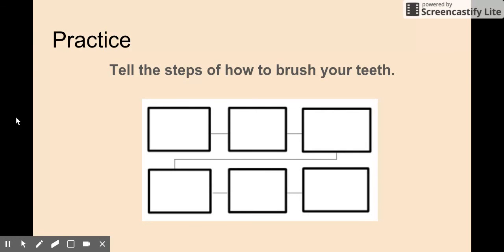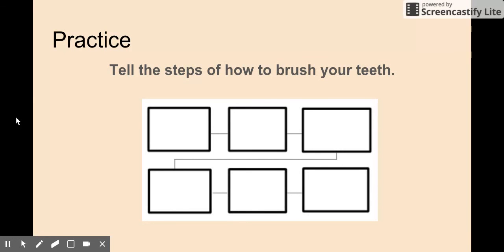Now, remember how we did the making the peanut butter and jelly sandwich in class activity. It's more than 2 or 3 steps that you're going to have to do. You have to be very specific, or you will have someone confused if you don't tell them all the steps.